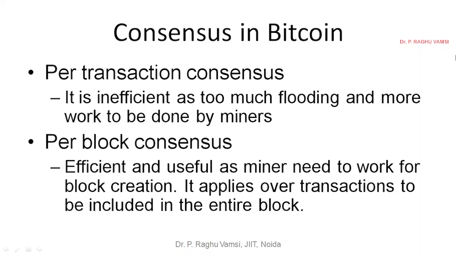So that is the reason in the consensus in Bitcoin, we are not focusing on transaction consensus. Instead, Bitcoin will focus on block level consensus because it will avoid too much flooding in the network. And also, per block consensus means the miner has to work one time to create a block, where multiple transactions will be included. Instead of working for each transaction, multiple transactions will be executed together. If the miner works one time, it is sufficient.